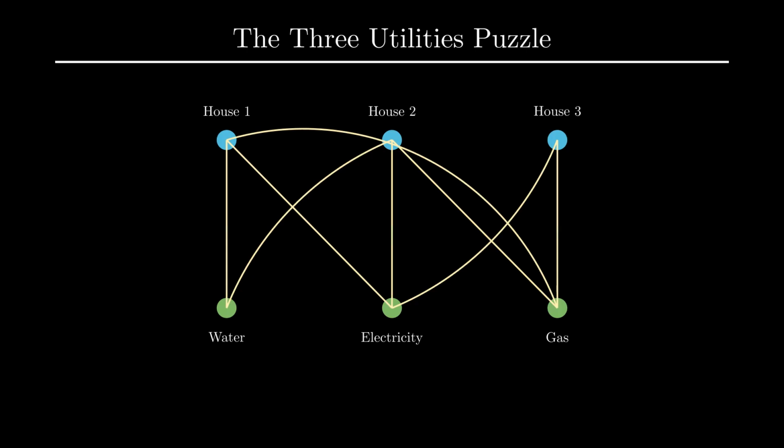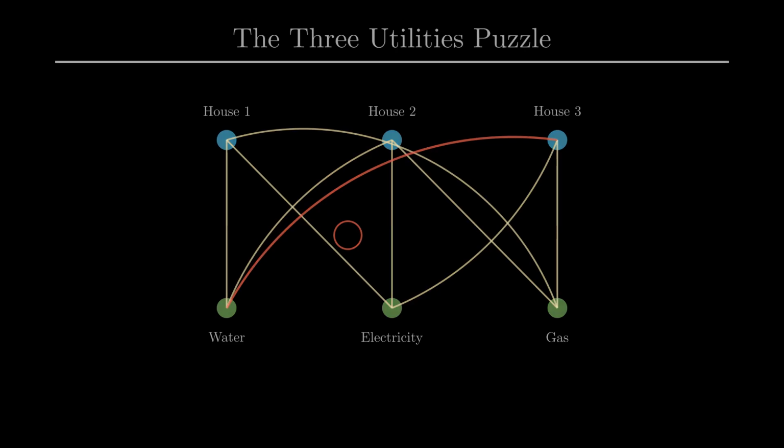If you try to do this manually, you will always get stuck on the very last line. You cannot connect the last house to the final utility without crossing at least one of the existing lines. In graph theory, this puzzle is represented by the complete bipartite graph K33. The question is whether this graph is planar, meaning it can be drawn on a flat surface without intersecting edges.